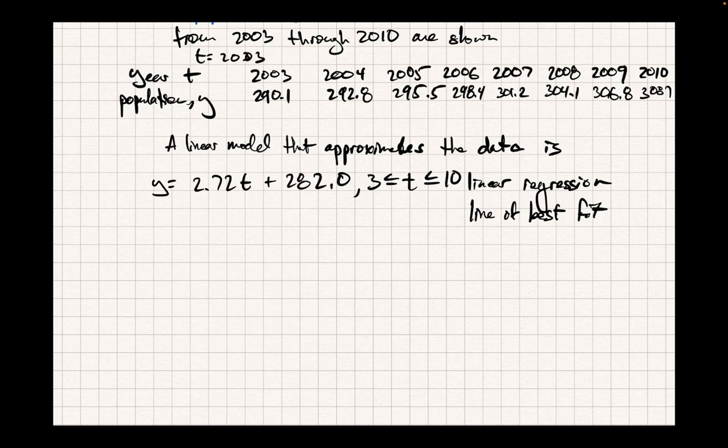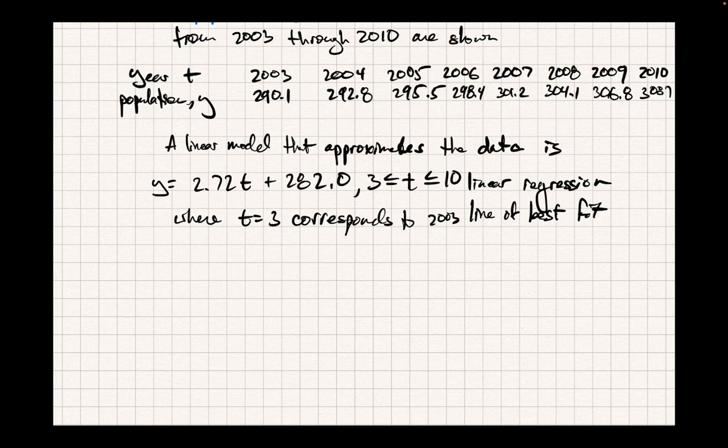Is that next to where you wrote the years out, is that supposed to be an X or is it T? Yeah, that's t. And they specify this by saying, here's your linear model with t between 3 and 10, where t equals 3 corresponds to 2003. Just so it's clear.